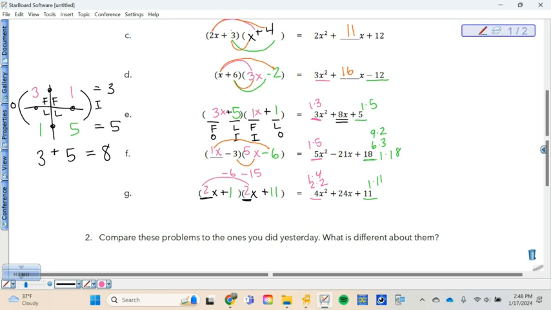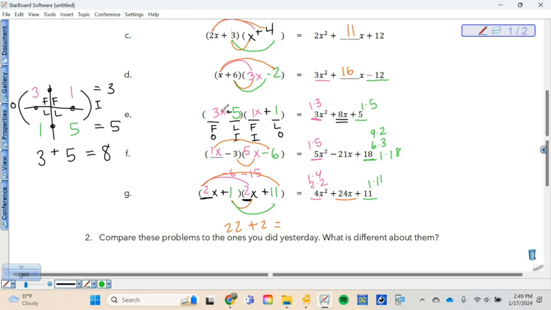2x times 2x is going to give me 4x squared. I'm good. Now I check my outers and my inners. What's 2 times 11? 22. What's 1 times 2? 22 and 2. Does that give me 24? Yes, it does. Okay, and then my last and last, just triple checking, right? 1 times 11 gives me 11. So I know I'm right. Okay.